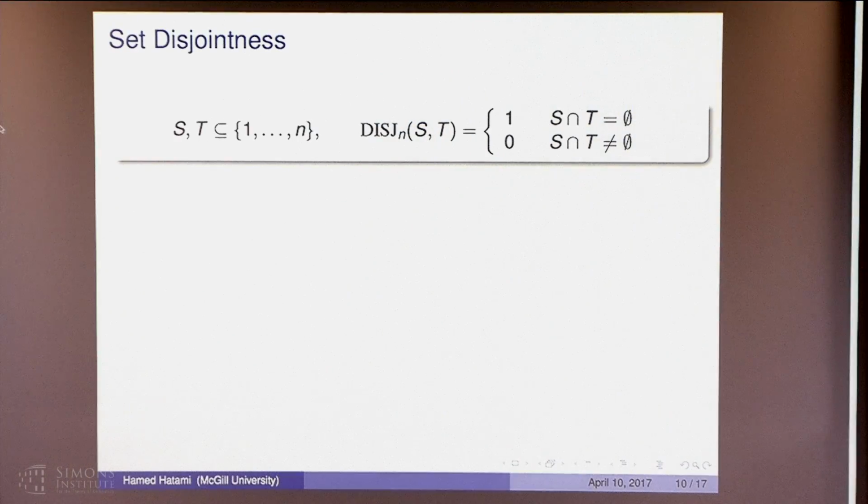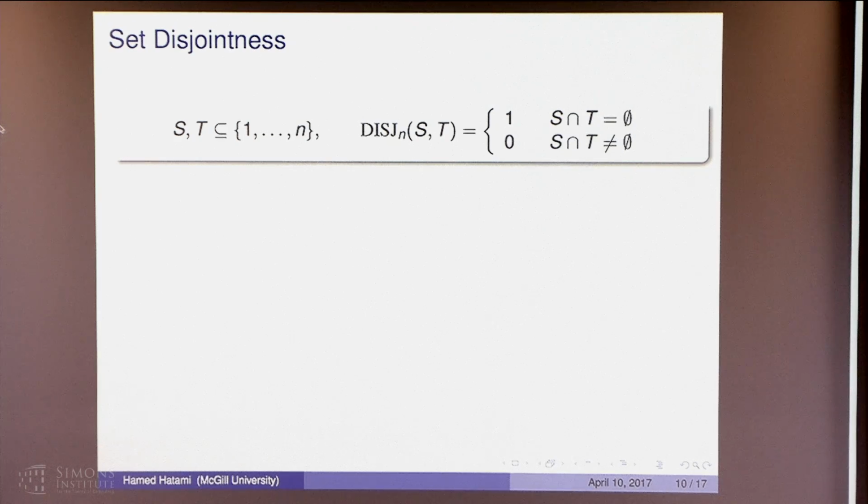Right. So the counterexample will be set disjointness, which is probably the most important function in communication complexity. So in this problem, Alice and Bob receive 2 sets. They want to know whether they intersect or not. Right? So if there is no intersection, let's say the output is 1. If there is some intersection, the output is 0.